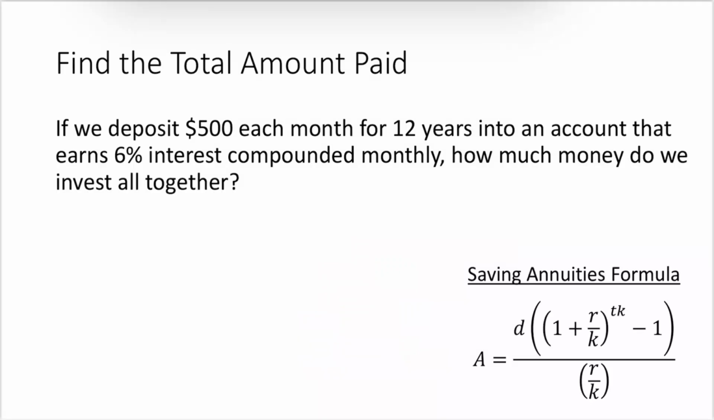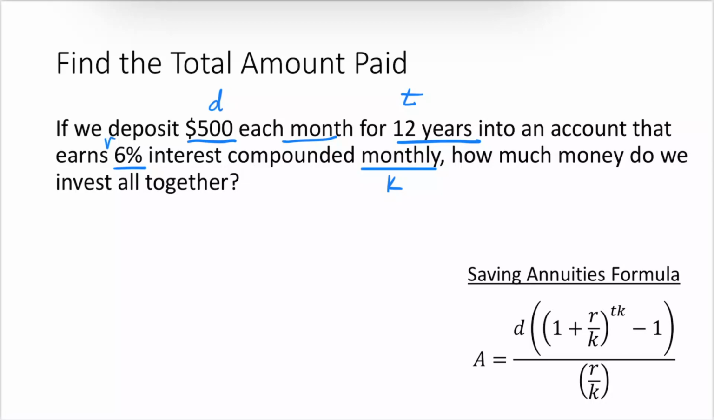Okay, so in this problem, it says if we deposit $500 every month for 12 years into an account that earns 6% interest compounded monthly, and notice that the compounding period is matching the deposit period, how much money do we invest altogether? So it looks like we know the deposit, we know the time, we know the interest rate, and we also know what K is.